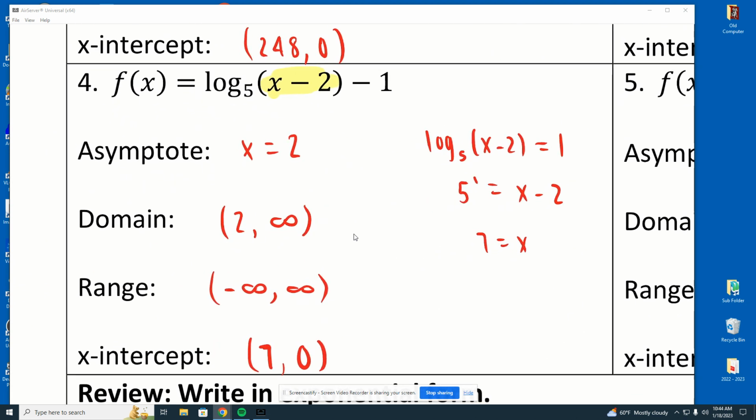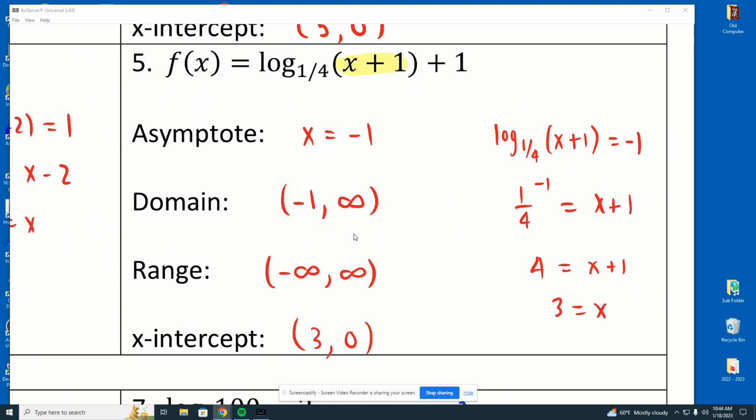Okay, here's number 4. This one shifts to the right 2. So my asymptote moved to x equals 2. That restricts my domain. That barrier wall can't go past 2. Now it can go to infinity, so 2 to infinity. Range unlimited. Your x-intercept, again, whether you graph it, look at your table, or solve it, 7. Questions about that one?